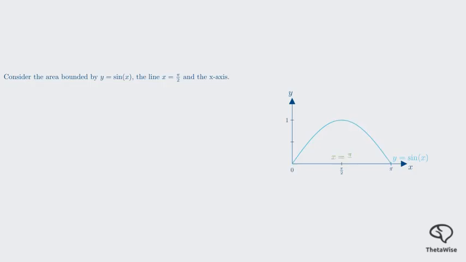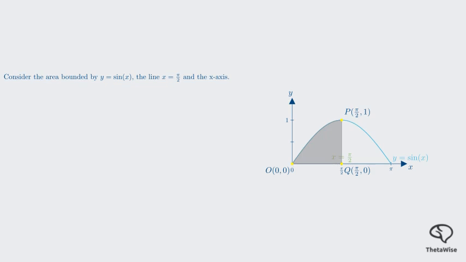The curve y equals sine of x completes one wave between x equals 0 and x equals pi. The line x equals pi over 2 is the vertical line at the peak of this wave. The bounded area is this region you see shaded. Its vertices are the origin, the point pi over 2, 1 on the sine curve, and the point pi over 2, 0 on the x-axis.